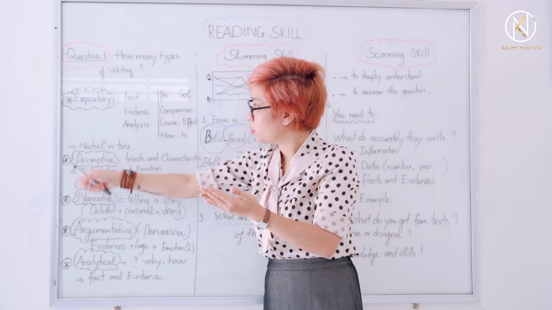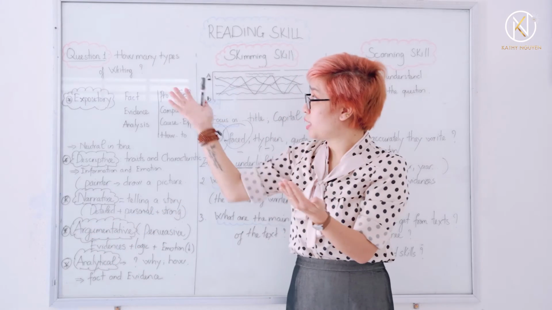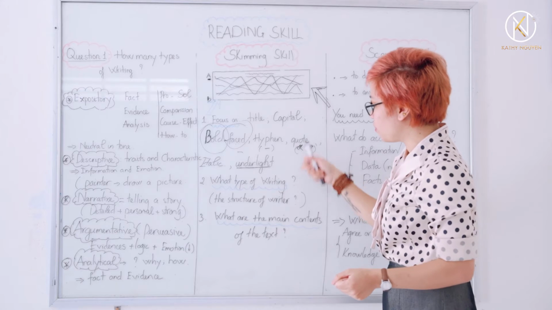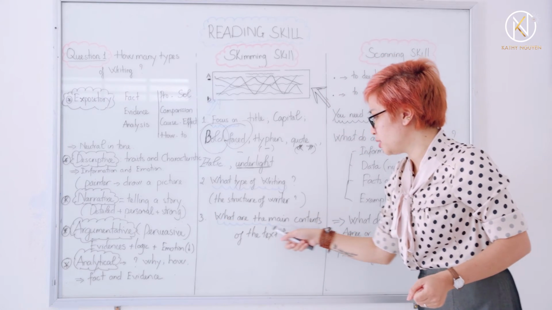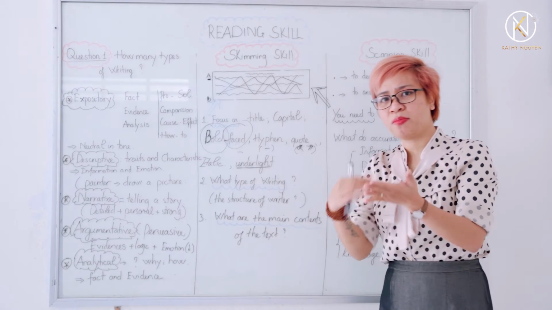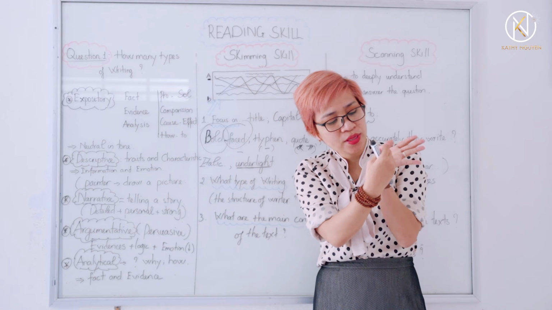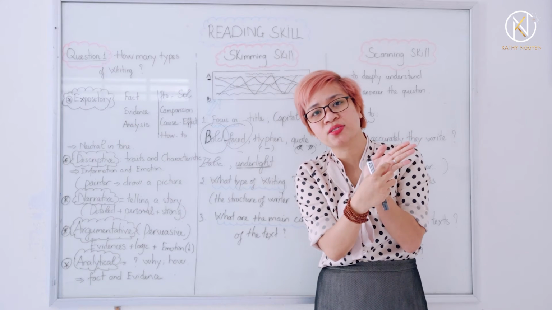Maybe 1, 2, 3, 4, 5. Yeah, which type of writing? And then if I understand it, I will answer the question, what are the main contents of the text? The main contents mean the main ideas when they write it. When they wrote it, they focused on some ideas, and then we develop the ideas, right?